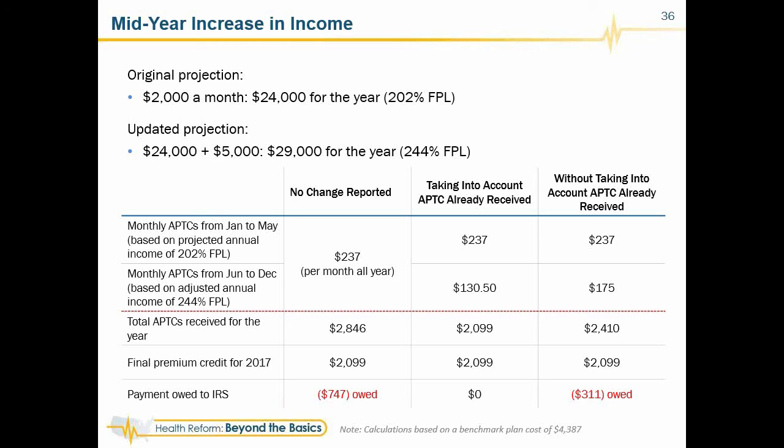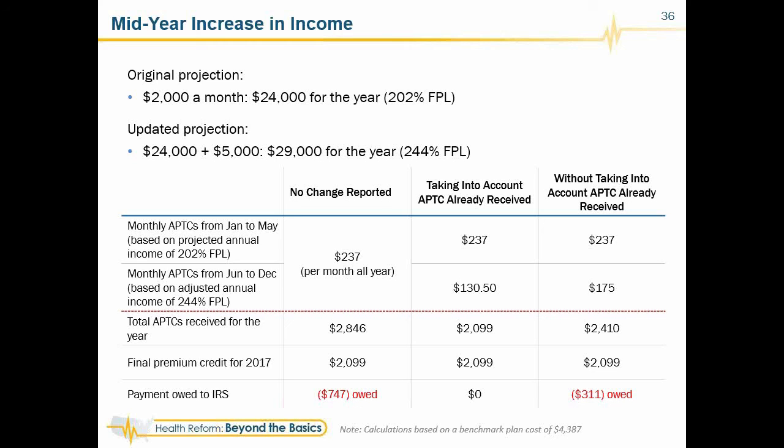Now, that's pretty bad, but I do want to point you to the first column. So even though it didn't work out exactly right for George, it's a shame that he took the time to report and he still owes money back. But look what would happen if he hadn't reported at all. He would have continued to receive $237 a month all year in APTC. He would have had total APTCs for the year that were $747 more than he should have received.